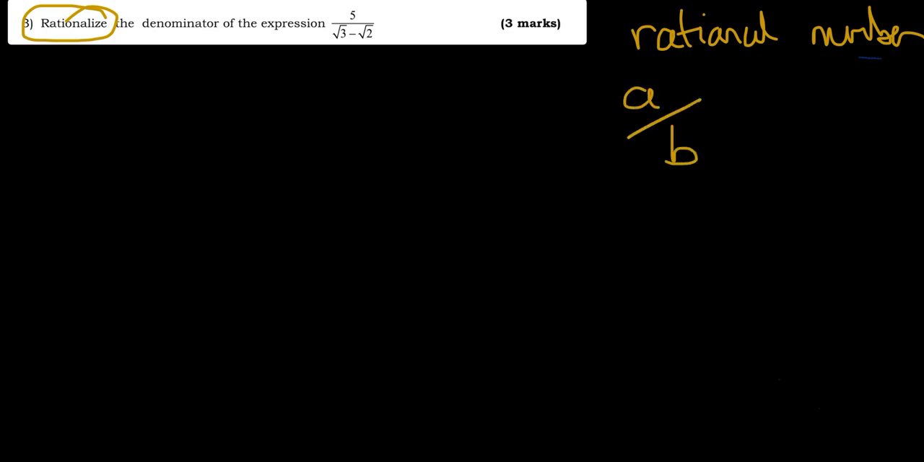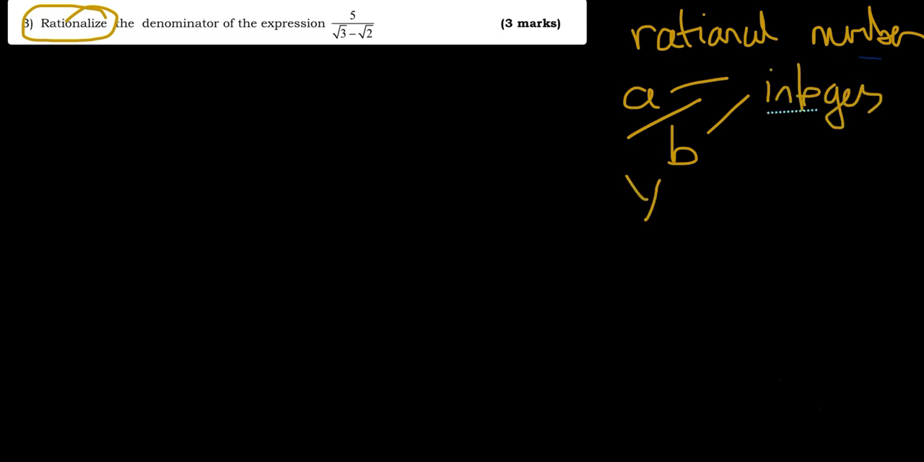Okay, now we're doing question 3. First we want to rationalize the denominator of this expression. So rationalize means a rational number. A rational number means one that looks like a over b, and a and b are integers, right?